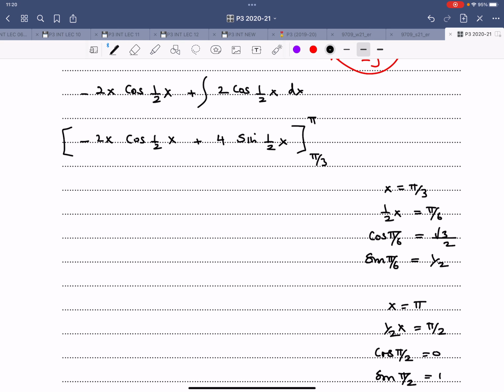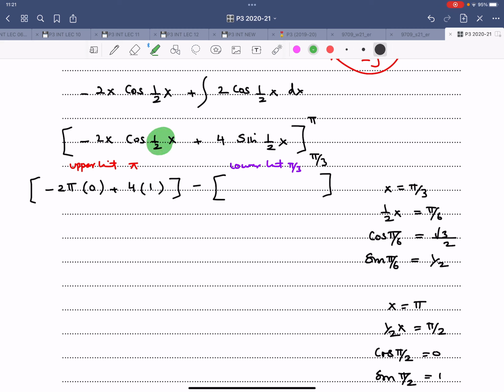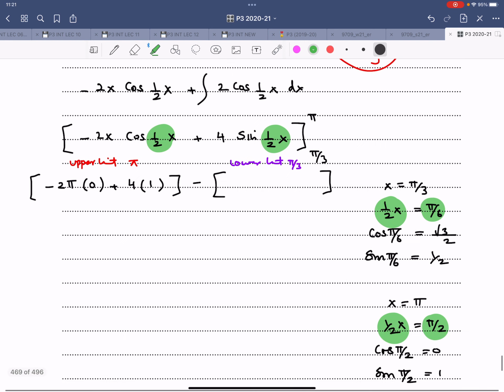Ratios. So minus 2 into pi, cosine of half x, cosine of half x is 0, plus 4 sine of half x. I'm plugging in pi, that comes out to be 1. So this is the upper limit of pi. Negative sign, now it's upper limit, lower limit. So therefore this is the lower limit pi by 3, and remember the angles. This is half x, and this is half x for this, and this is half x for this. But basically you're calculating these ratios.